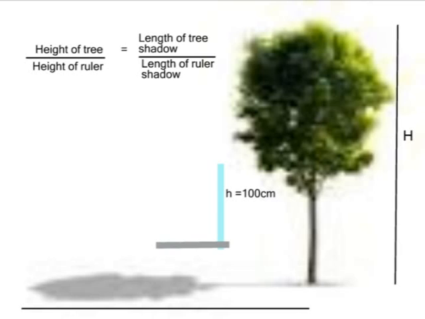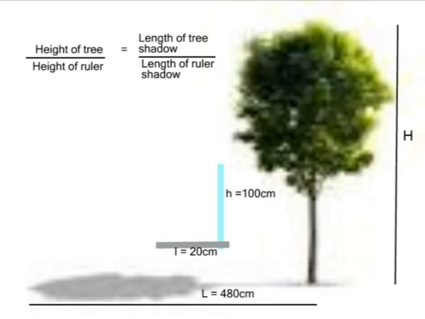So if the ruler is 100 centimeters and its shadow is, let's say, 20 centimeters, and the tree shadow is 480 centimeters, then h, which is the height of the tree, over 100 centimeters, the height of the ruler, is equal to 480 centimeters, the length of the tree shadow, over 20 centimeters.